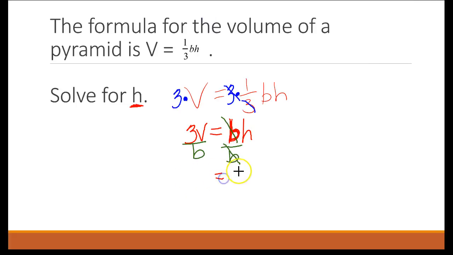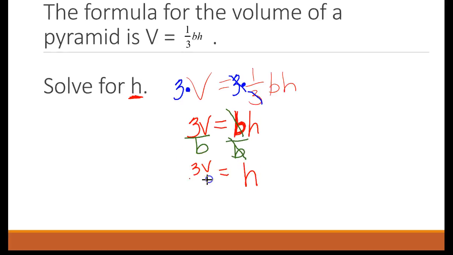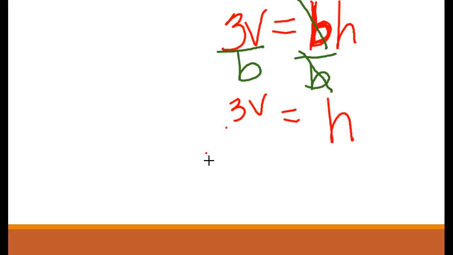So what does H equal? H is on the side by itself now. It's 3V over B.